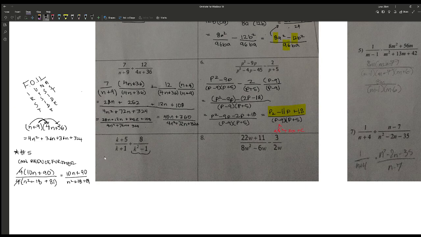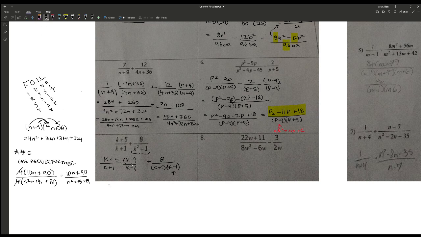So you get k plus 5 over k plus 1, and I'm going to shift it over here, plus 8 over k plus 1 times k minus 1. As you can see, the factor that this is missing is k minus 1. So we are going to multiply k minus 1 over k minus 1. Now we have a common denominator again. So that gives us k. We're going to do FOIL again. Actually, we could leave it. Nah, yeah, let's do FOIL.